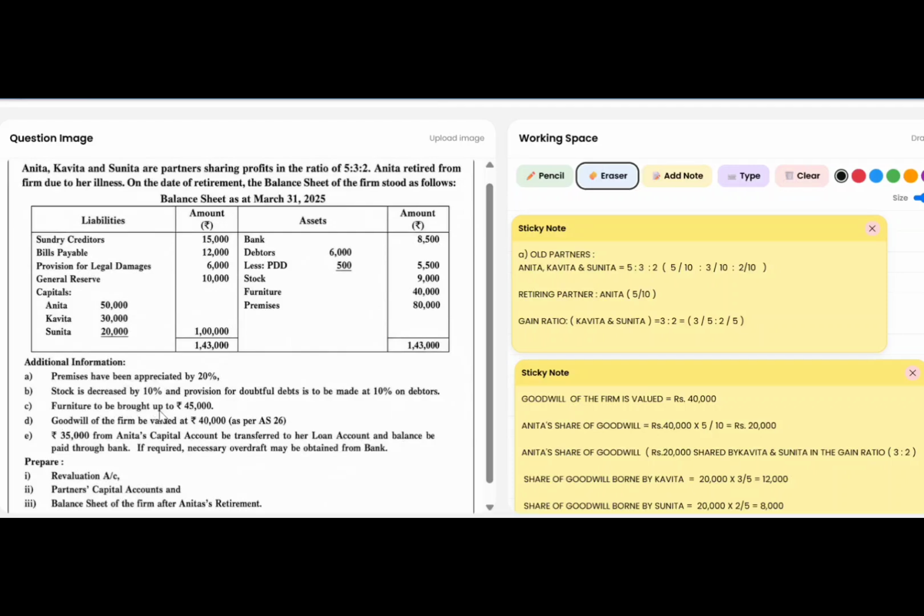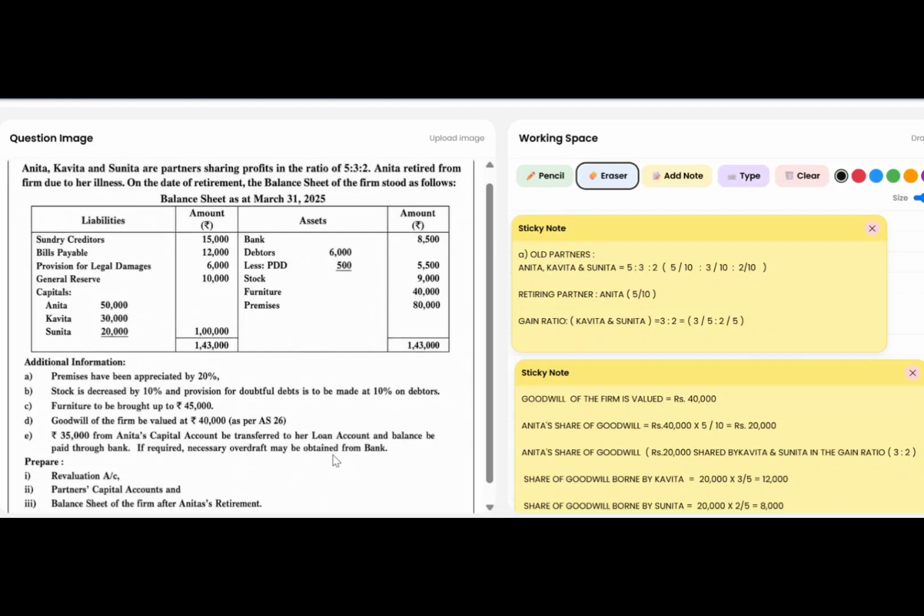Next, we have a treatment for goodwill. Goodwill of the firm to be valued at 40,000 rupees and it should be treated as per AS 26. The last adjustment says how we are going to settle the retiring partner. It says rupees 35,000 from Anita's capital account should be first transferred to her loan account and the balance to be paid through bank. If it is necessary, overdraft may be obtained from the bank.